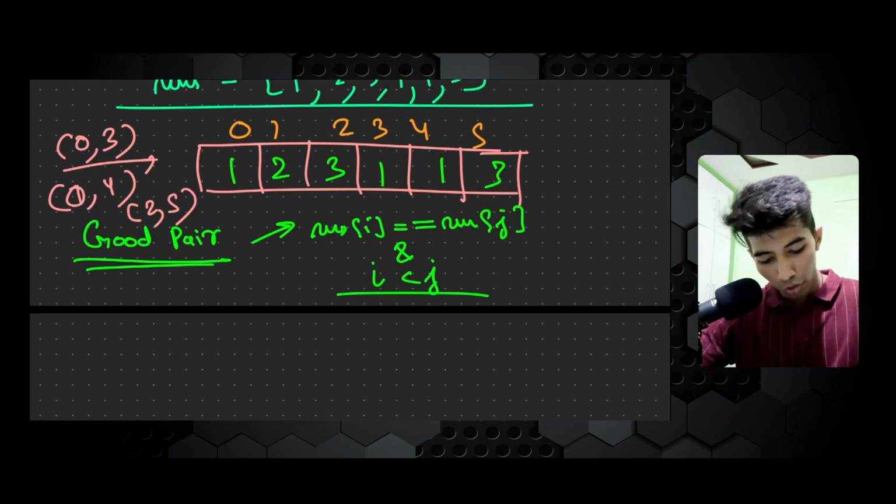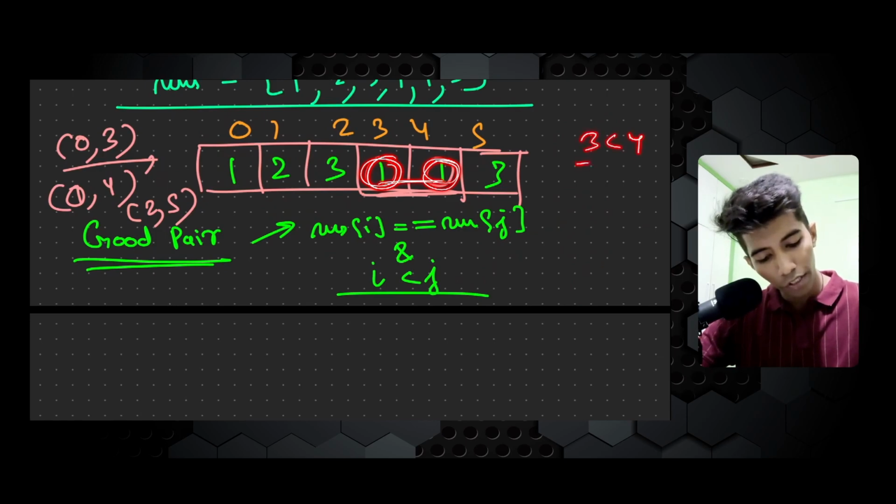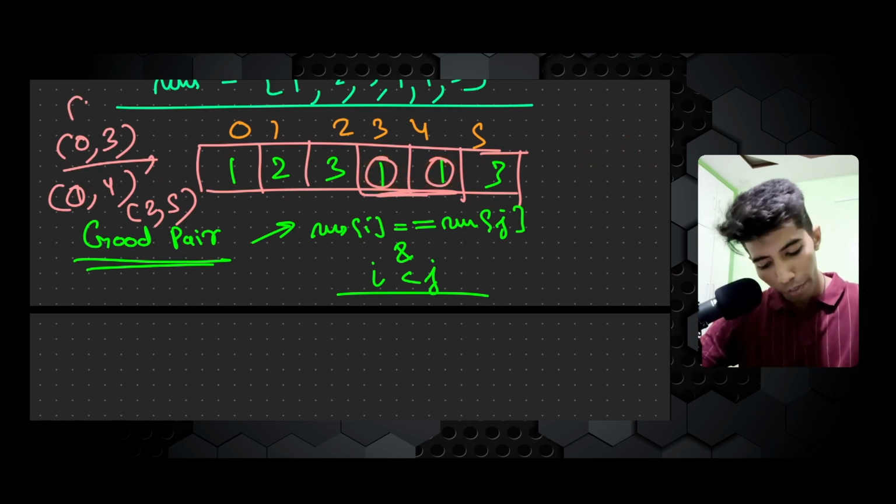We just solved this, and this is also a good pair. These two are also a good pair. Why? Because they also have the same value, and 3 is lesser than 4, so there will be one more good pair, which will be 3, 4.